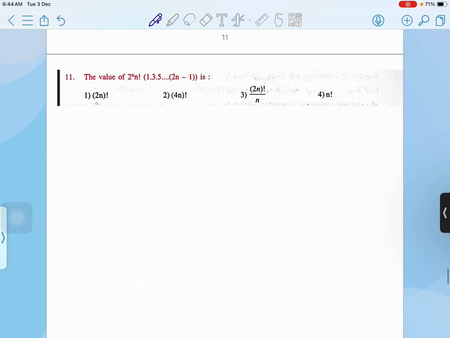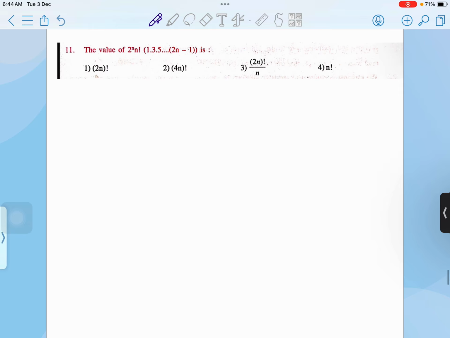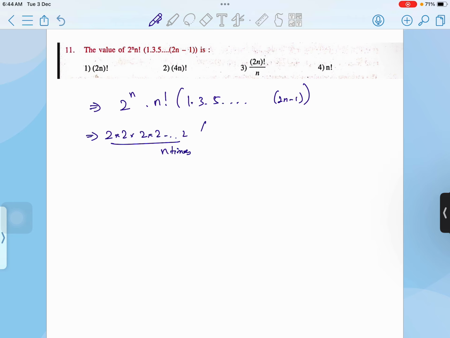So next one, 11th and 12th. 11th one: 2 power n into n factorial into 1, 3, 5 till the last odd number 2n minus 1. So 2 power n means what? 2, 2, 2, like that you have n times, and n factorial means 1 into 2 into 3 till n, and here you have only odd numbers 1, 3, 5, till 2n minus 1.